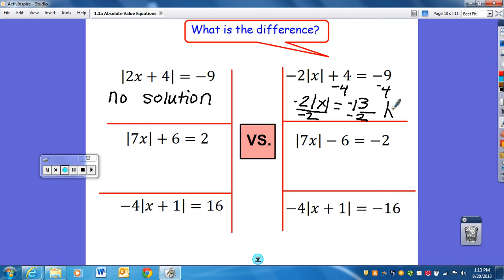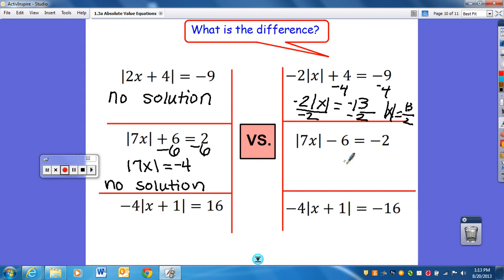So it's going to be the absolute value of x equals 13 over 2. This is going to have two solutions. It's going to either be positive 13 over 2 or negative 13 over 2. Let's go over to this one. If I subtract 6 from both sides to get the absolute value by itself, I have the absolute value of 7x is equal to negative 4. Remember, absolute value must be positive because we're talking about distance, so this one would be no solution.